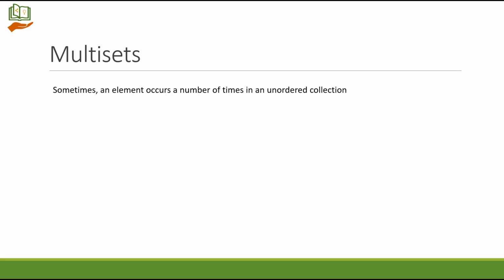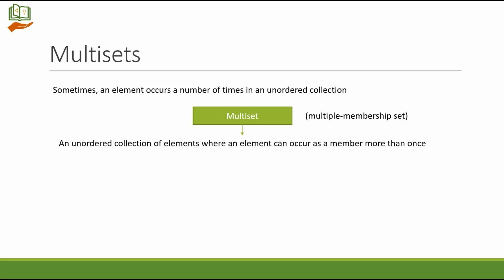What are actually multisets? Sometimes an element occurs a number of times in an unordered collection. Usually in a set, we don't count the repeated element. But here, since the concept is multiset, we are considering the number of times that particular element is occurring. A multiset is actually called a multiple membership set. It means one member is occurring multiple times. It's an unordered collection of elements where an element can occur as a member more than once.